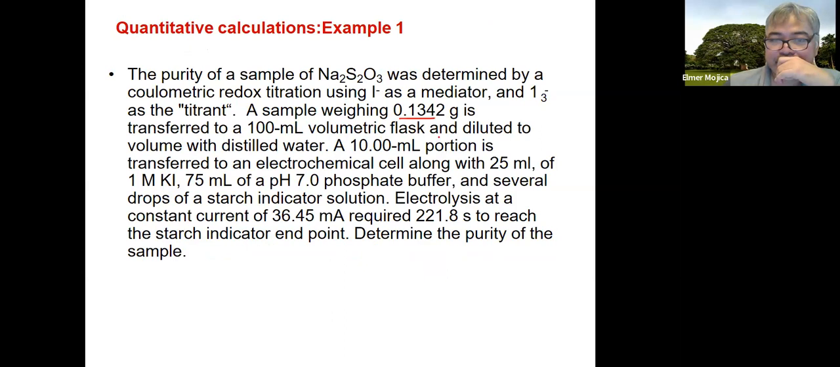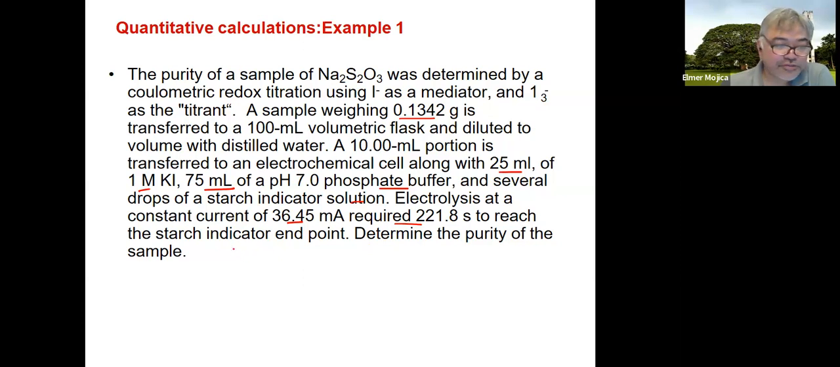A sample weighing 0.1342 grams is transferred to a 100 ml volumetric flask and diluted to volume with distilled water. Then a 10 ml portion is transferred to an electrochemical cell along with 25 ml of 1 molar KI, 75 ml of 7.0 phosphate buffer, and several drops of starch indicator solution. Electrolysis at a constant current of 36.45 milliampere required 221.8 seconds to reach the starch indicator endpoint. So determine the purity.